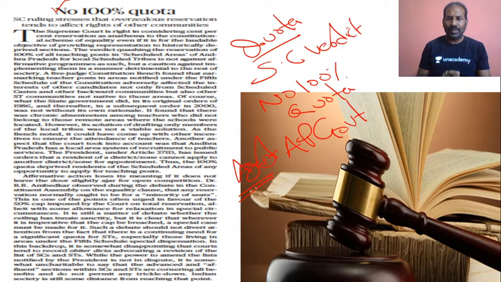The order had actually come up by the AP government, wherein they wanted to go ahead with the hiring of teachers in schools in the tribal areas, wherein it would be 100% from the particular tribal community itself. So what the AP government had taken up, the Supreme Court has ruled out. It has ruled out that a 100% quota is not possible.